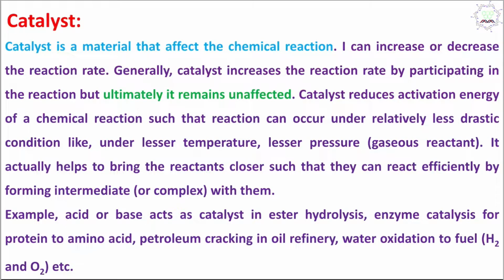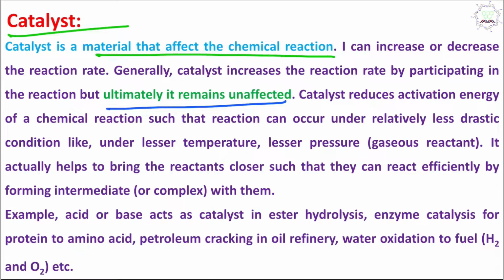Let's start. So first, what is actually a catalyst? A catalyst is a material that affects a chemical reaction. More specifically, it accelerates or reduces the reaction rate. How? By forming an adduct, and ultimately it remains unaffected. But generally, when we say the word catalyst, we consider the rate of reaction acceleration, meaning catalyst increases the rate. The second one, which decreases, is considered an inhibitor. So please remember this difference.